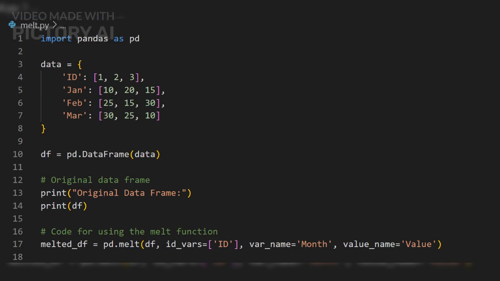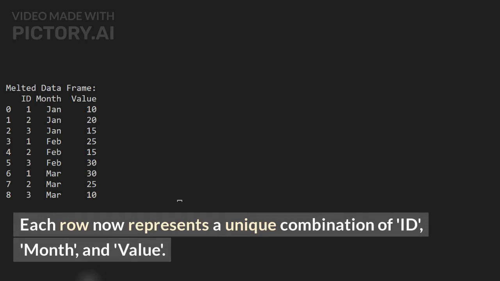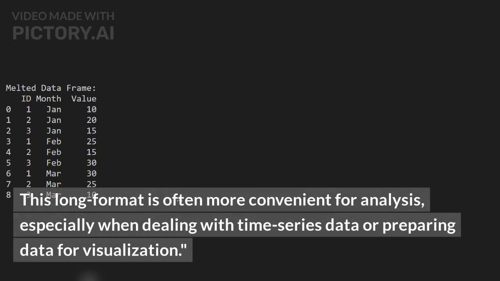Now, let's apply the melt function to reshape this data frame. Keeping the ID column as the identifier variable, id_vars, while melting the other columns into two new columns, month and value, and voila! Our data frame has undergone a transformation. Each row now represents a unique combination of id, month, and value. This long format is often more convenient for analysis, especially when dealing with time series data or preparing data for visualization.